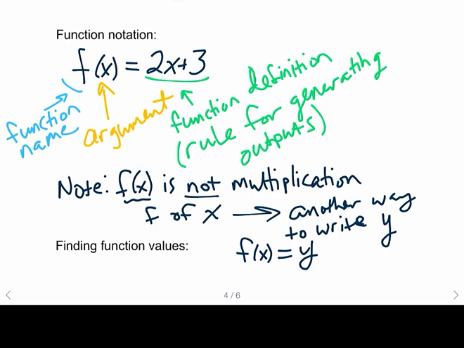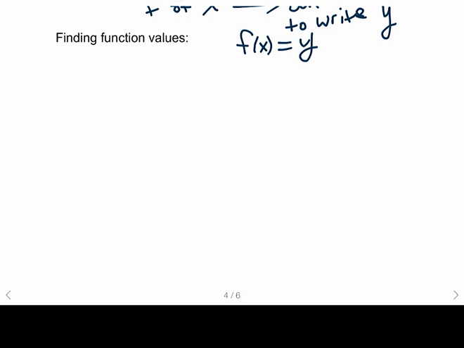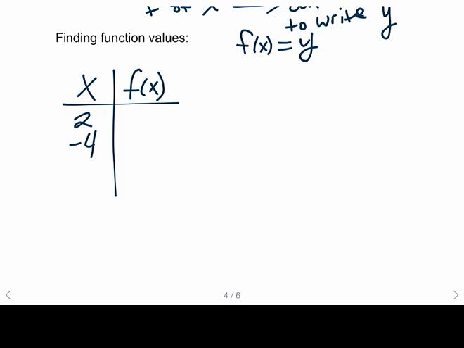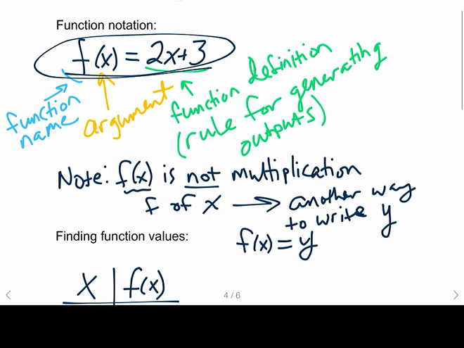Now we're going to find function values, and for better or worse, this is something you've already done. This is not going to be new. Instead of an xy table, I'm going to use an f of x table to show you just how this notation is not a new concept. It's just really a different way to look at something you've already known. I'm going to pick values of 2, negative 4, and 0 for x and put them into the function, which, as we recall, is f of x equals 2x plus 3.